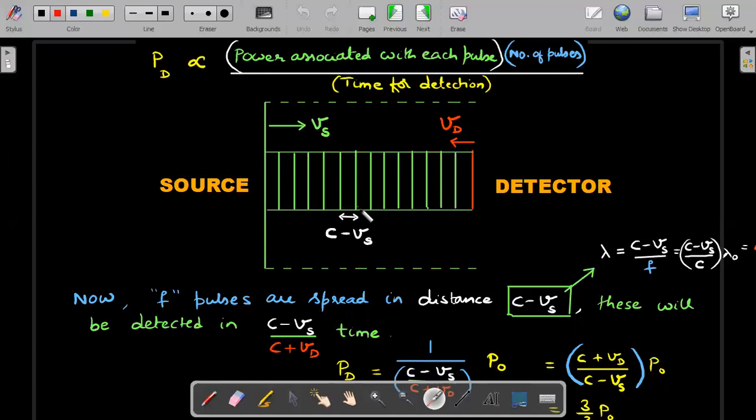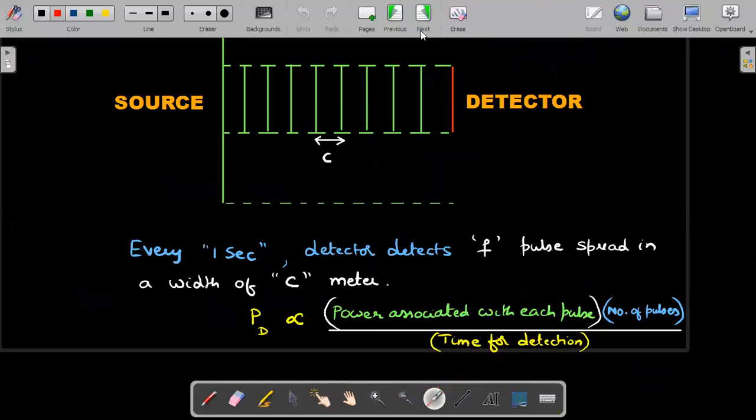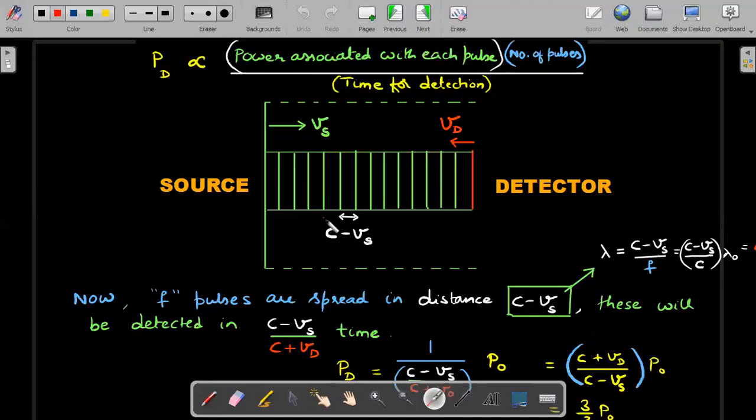Okay, so now these gaps will go and hit the detector. So this is the scenario. Now the gaps have reduced. I've tried to show those gaps much smaller than on the previous page, if you can appreciate that. That was the gap of c and this is the gap of c minus Vs. But the number of pulses in 1 second will still be the same.